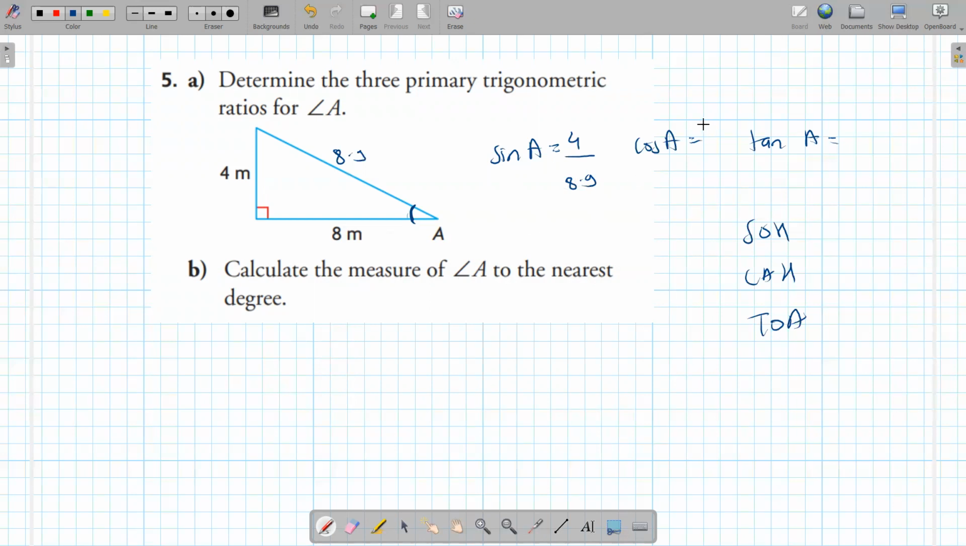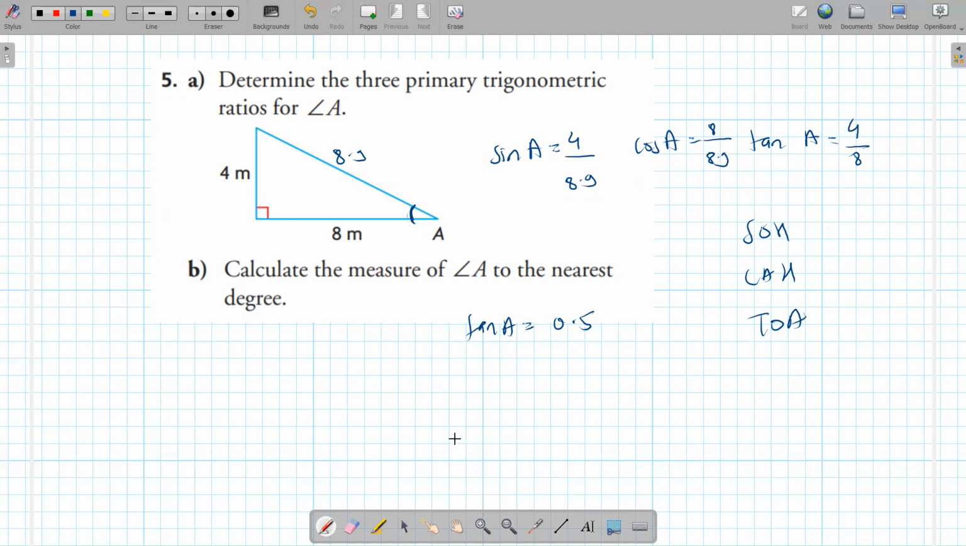What's cosine going to be? Cos is the adjacent over the hypotenuse, right? So the adjacent from this angle's perspective would be 8. Yeah, exactly, 8 over 8.9. And tan is just the opposite over adjacent, so 4 over 8. So that's tan A is 4 over 8, which is a half, okay? That one we can kind of reduce it.